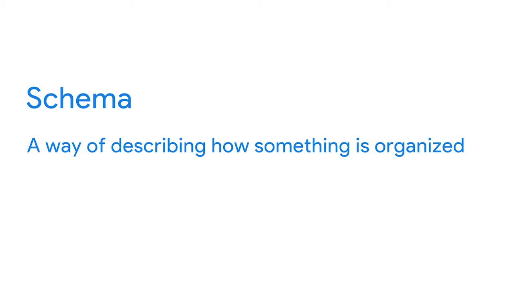Next up, we have schemas. A schema is a way of describing the way something is organized. You can think about data schemas like blueprints of how the database is constructed. Schemas are useful when you're learning about a new dataset or designing a relational database. You'll learn more about different types of schemas in an upcoming reading.